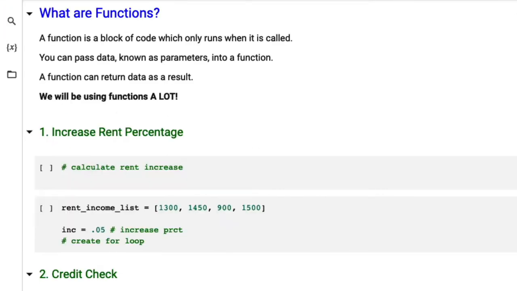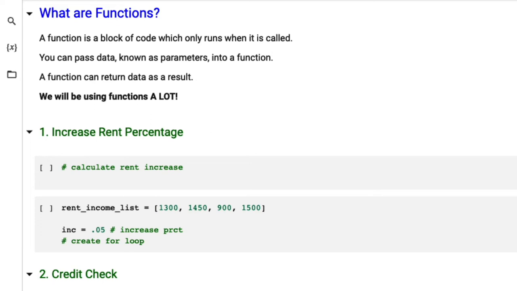What are functions? A function is a block of code which only runs when it is called. You can pass data known as parameters into a function. A function can return data as a result. We will be using functions a lot as this will help us to write code that's easy to read and repeatable. The first function we're going to create is to increase the rent percentage.